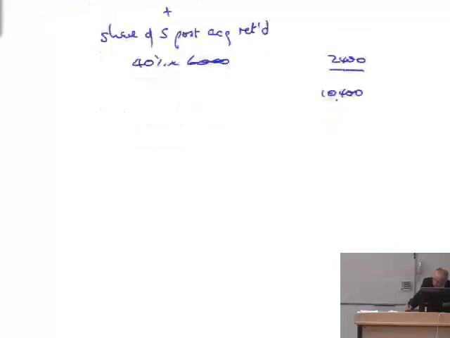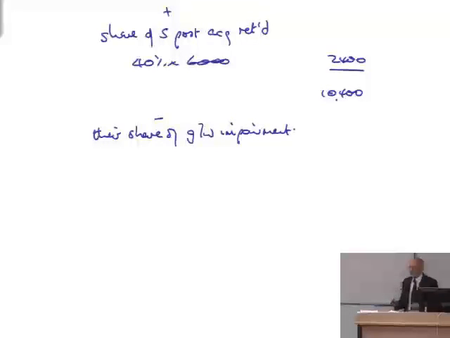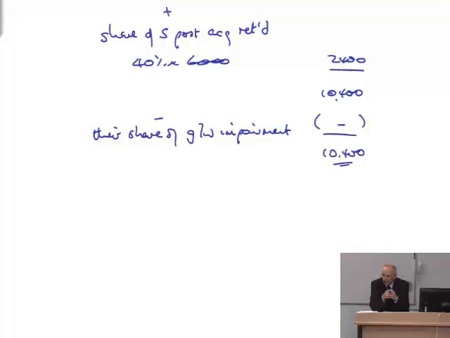And normally we will find in the exam we'll have less their share of the goodwill impairment, but because they were valued on a proportionate basis, they don't have any goodwill, and therefore we can't take any goodwill from them. So 10,400 is the figure for the NCI on the balance sheet.